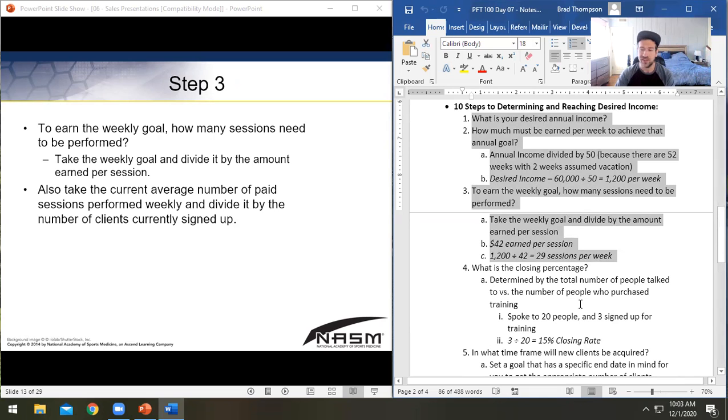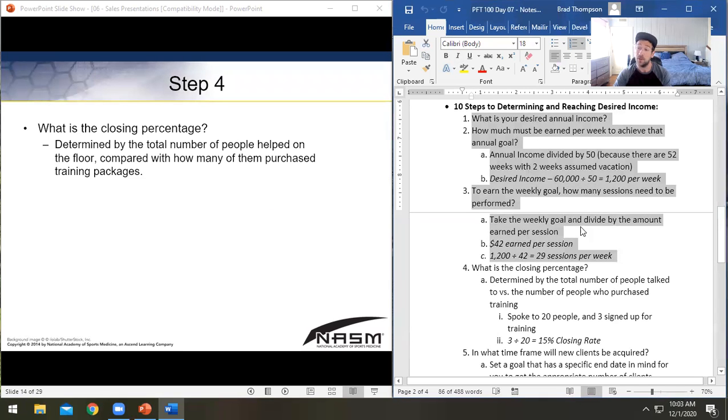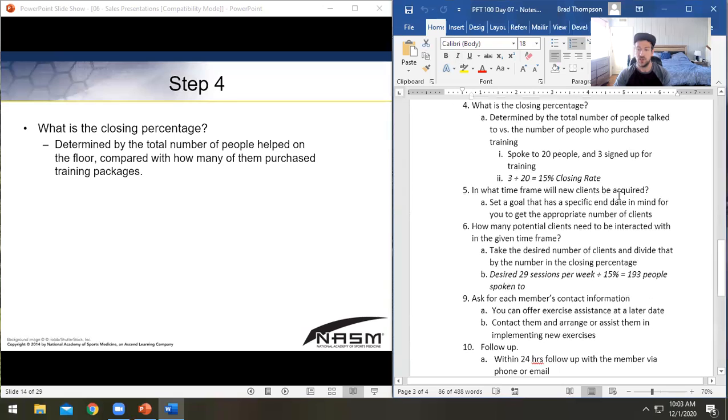So this is where you need to figure out what is called your closing percentage. That's step 4. Your closing percentage, we're going to take a pivot away from the money part of this here, and we're just going to talk about how often you actually make any sale at all. That's your closing percentage. It is determined by the total number of people helped on the floor compared with how many of them you got to purchase training packages. So you want to kind of keep track of your stats here.